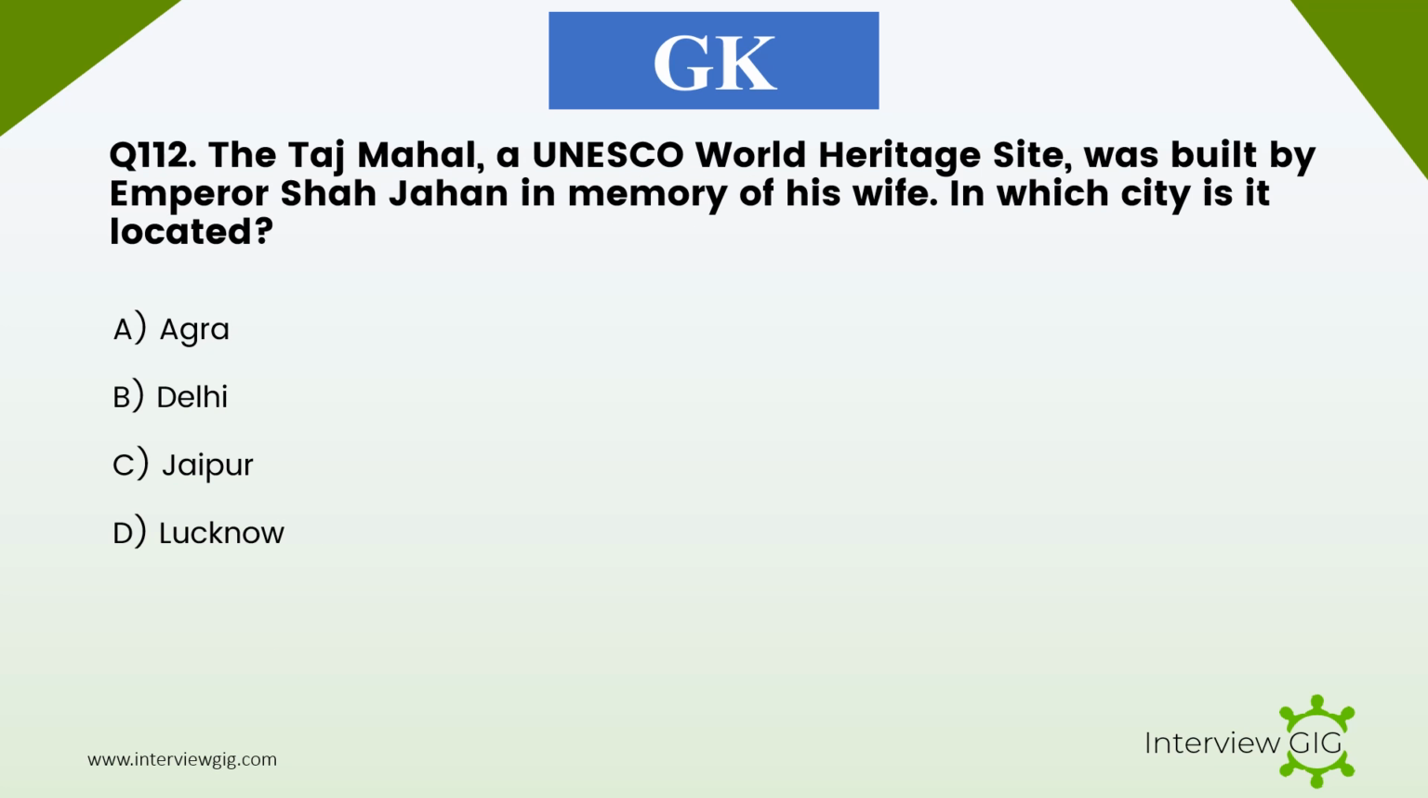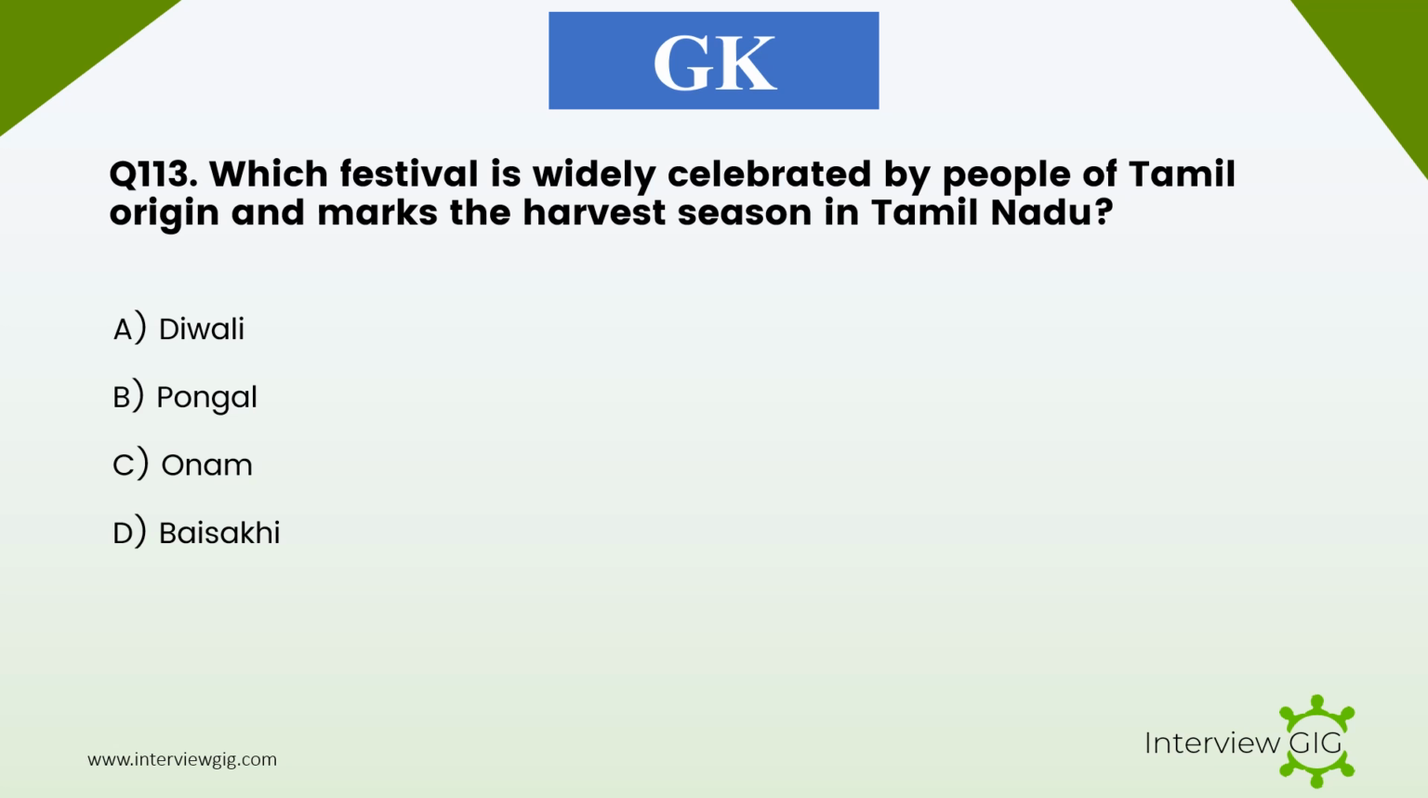Next question. The Taj Mahal, a UNESCO World Heritage Site, was built by Emperor Shah Jahan in memory of his wife. In which city is it located? A. Agra. B. Delhi. C. Jaipur. D. Lucknow. Answer A. Agra.